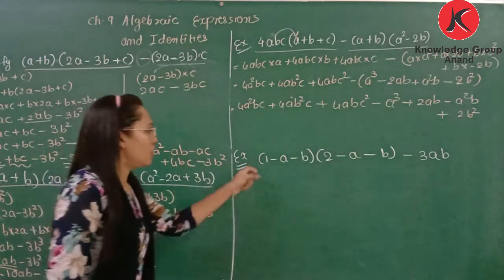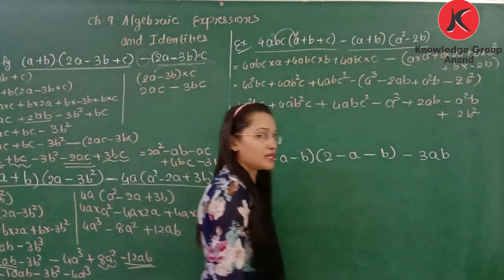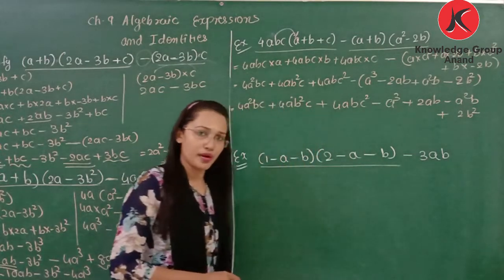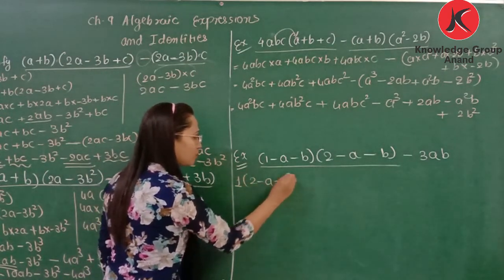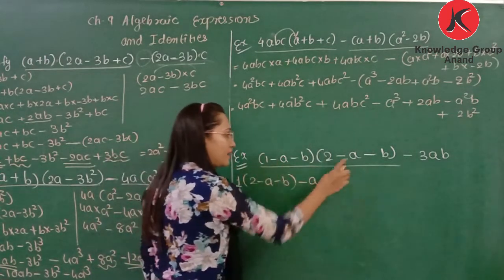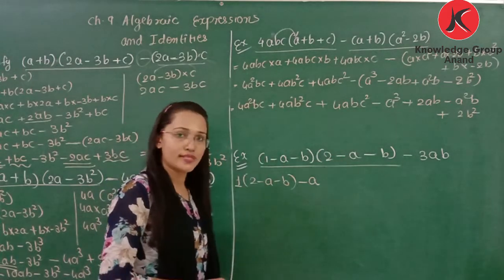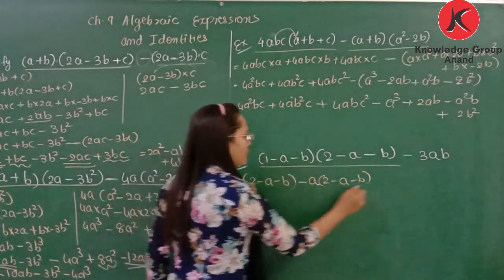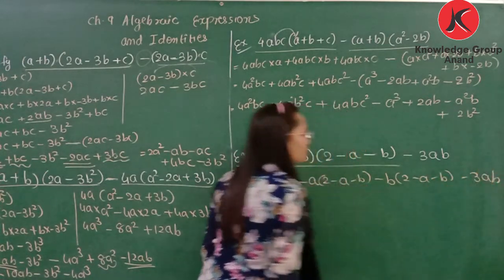Now next one. 1 minus a minus b into bracket 2 minus a minus b, minus 3abc. Here these two are in a multiplication and this 3ab is in a subtraction. So let's solve. 1 is multiplied with 2 minus a minus b, minus a. You can see this is a trinomial and trinomial. So each term in the first expression is multiplied with the whole second expression. So minus a is multiplied with 2 minus a minus b and minus b is multiplied with 2 minus a minus b, minus 3ab as it is.